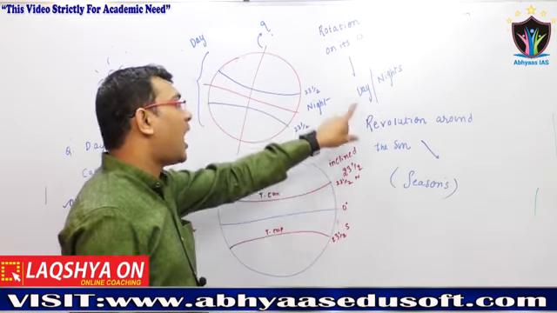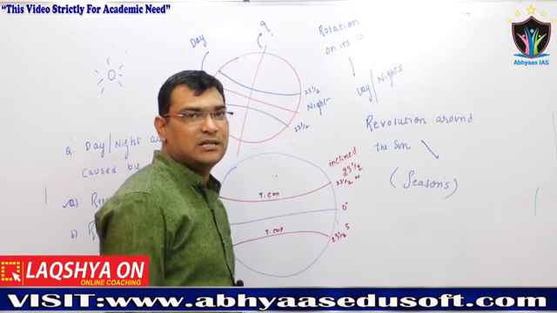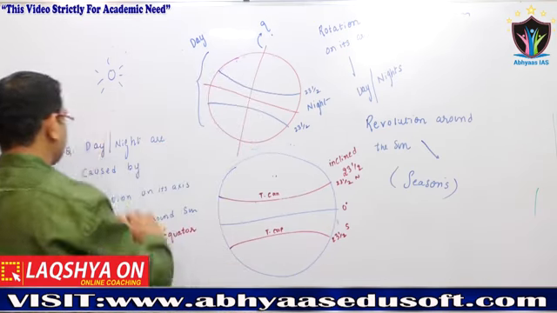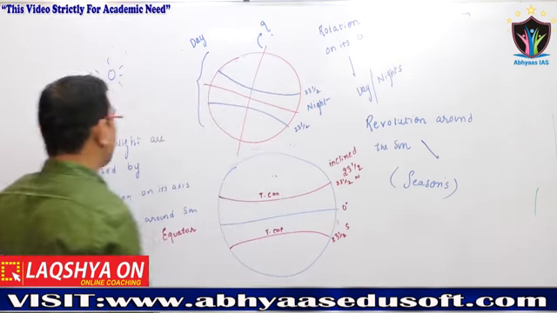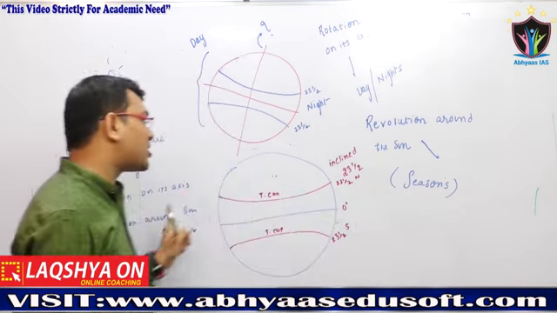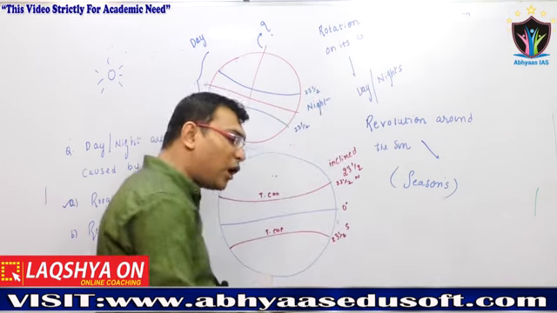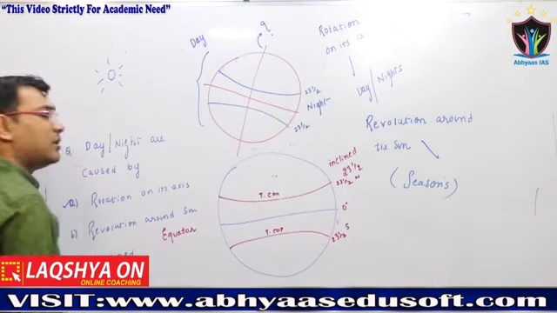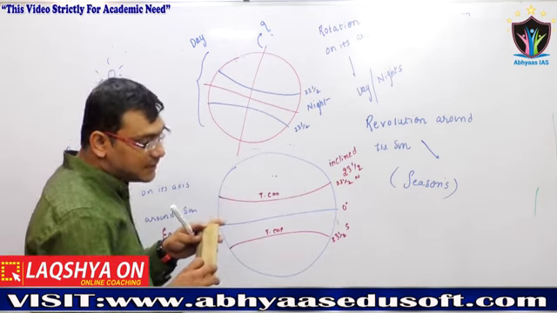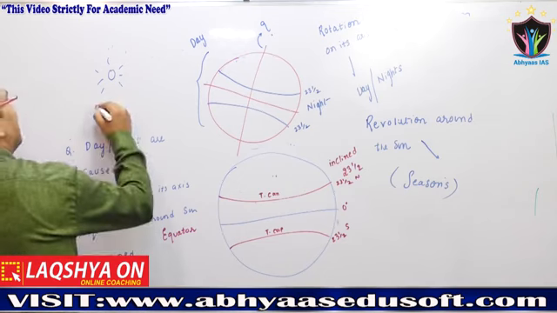Now let us see how this day and nights and how these seasons will have an impact on us. So first, this is how the questions will be asked. Day and nights are caused by rotation, and seasons are caused by revolution around the sun. When the earth revolves around the sun, seasons are caused. When earth rotates on its own axis, then your day and nights are caused.